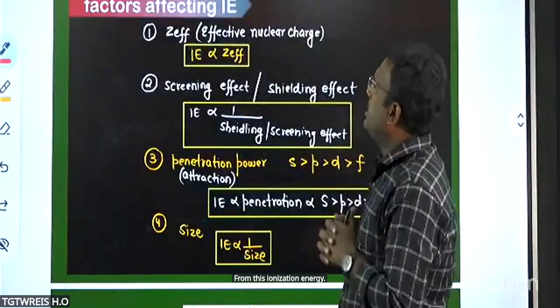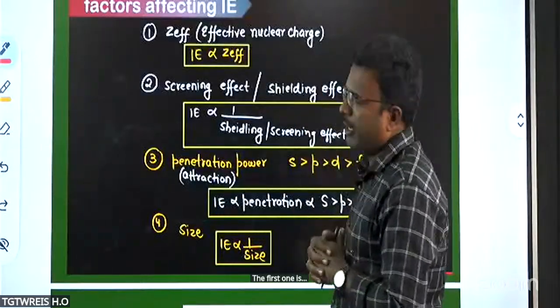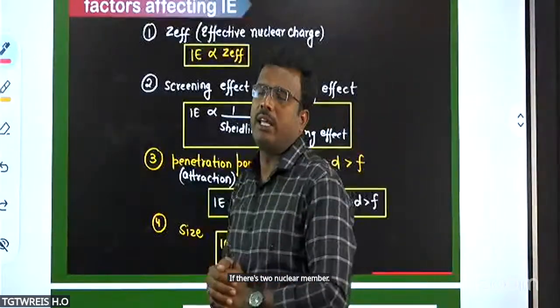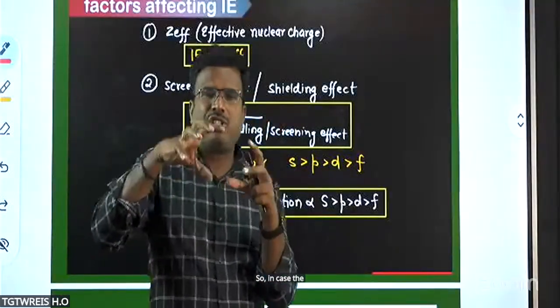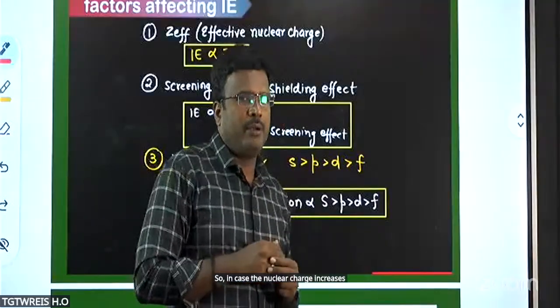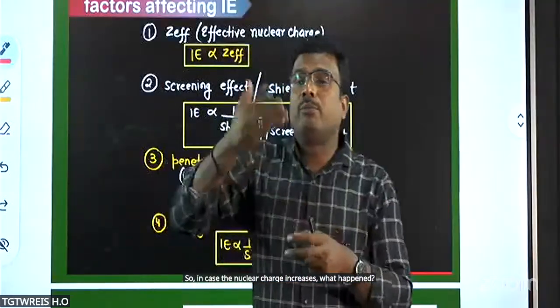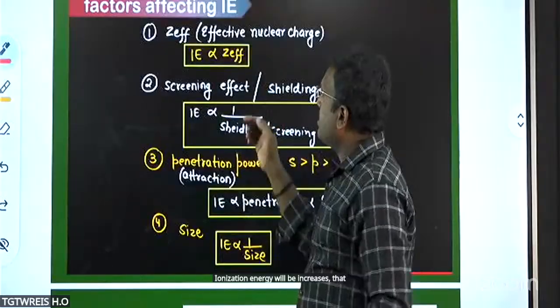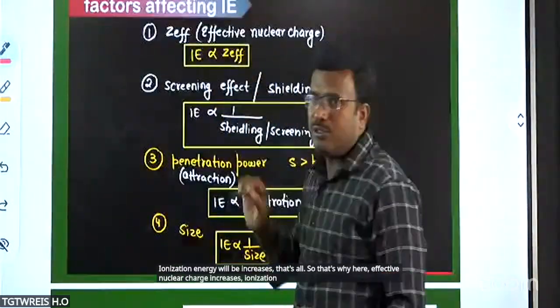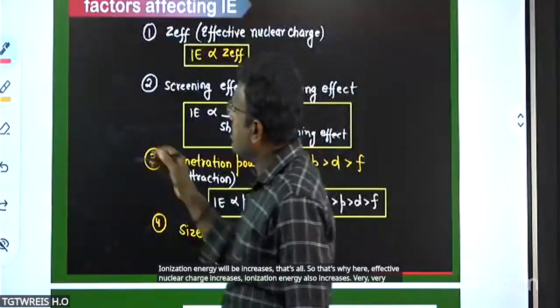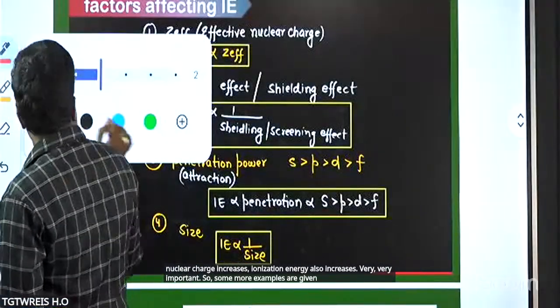The first one is effective nuclear charge. In case the nuclear charge increases, what happened? Ionization energy will increase. That's all. So here, as effective nuclear charge increases, ionization energy also increases. Very, very important. Some more examples are given here.